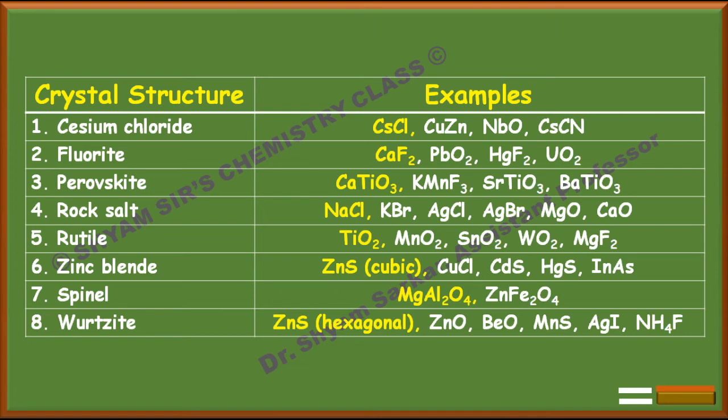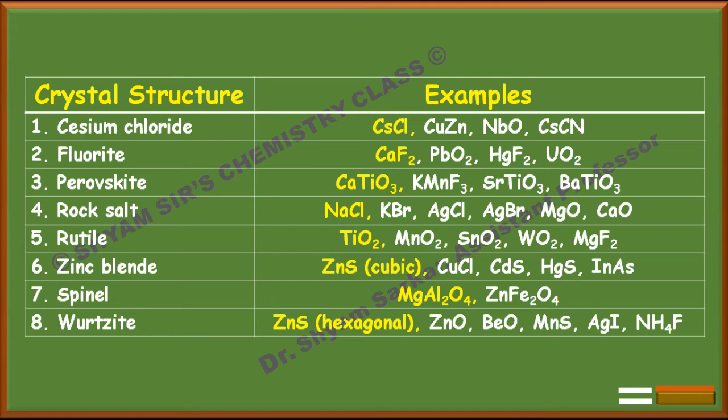So here just the final structure belongs to MgAl2O4, and the last one, wurtzite, means ZnS hexagonal is the representative compound, and other oxides also, ZnO, BeO, sulfides like MnS, AgI, ammonium fluoride, all these belong to wurtzite structure. One by one I will show you all these different crystal structures in detail, how their structure is, what is the coordination number, and what is their point group and space group.